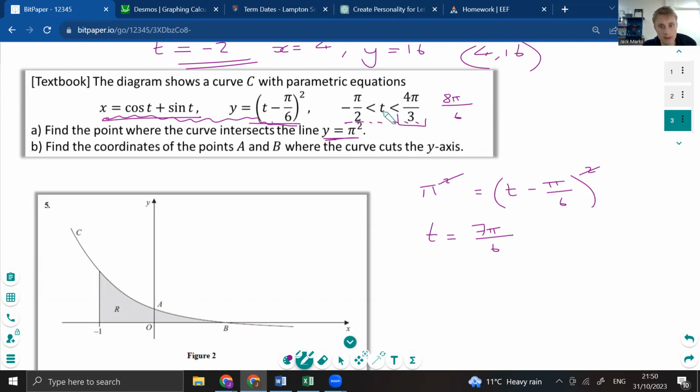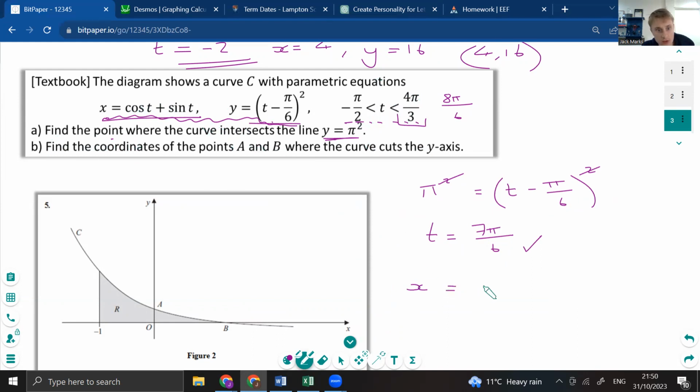So this definitely fits. This is definitely a t value. It also says find the point, which suggests that one t-value is correct. So what am I going to do now? Well, I'm going to substitute that into the x equation, and I'm going to substitute it in radians as well, because that's what t is.